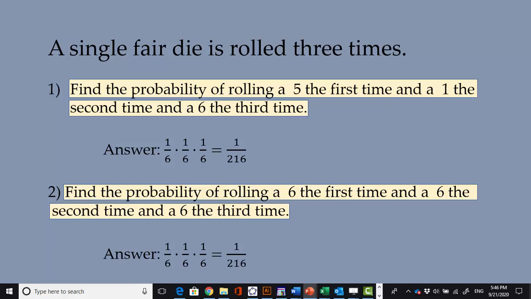So although you might think rolling a 6 3 times in a row is less likely compared to other outcomes, they are actually equal. As a matter of fact, all outcomes are equally likely in this random experiment.